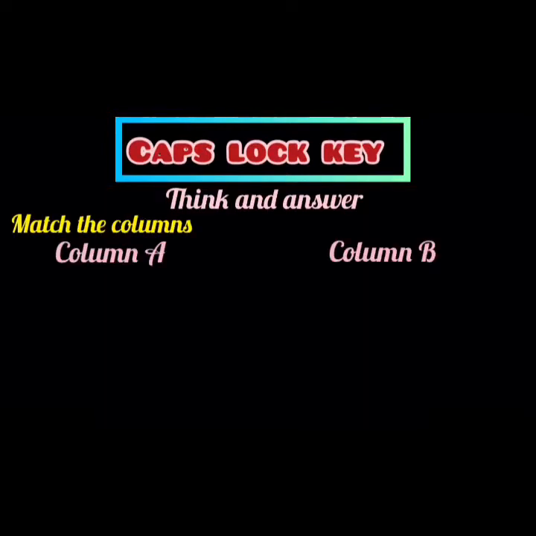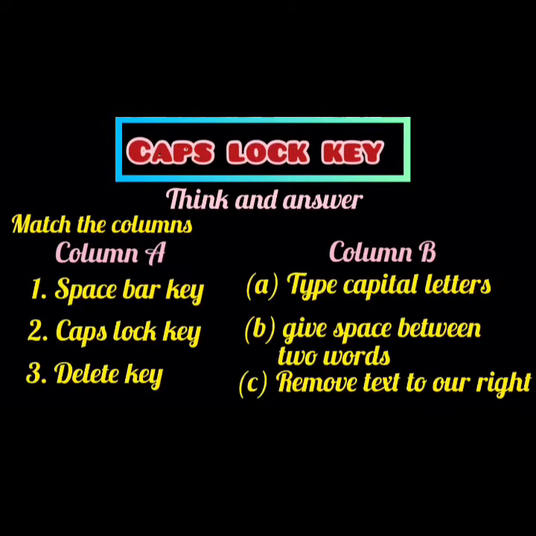The next part is think and answer. Here we have two columns, column A and column B, and a few questions. We have to match them. First one is the spacebar key. You have to see the options here. It will give space between two words. The option is B. You have to draw a line from spacebar key to B. Second one, caps lock key. It is used to type capital letters. So the answer is A. Third one, delete key. Answer is C. Remove text to our right. You have to complete this one in your textbook.